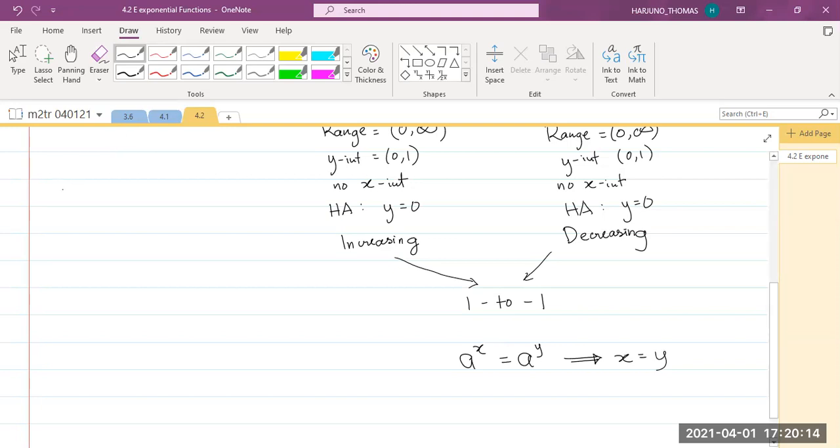For example, number 3. How do we use this? 3 to the power of 2x plus 3 equals 3 to the power of x squared. How do we solve this? Well, by 1-to-1-ness. 3 to the blah equals 3 to the blah implies blah equals blah. Then you solve it.